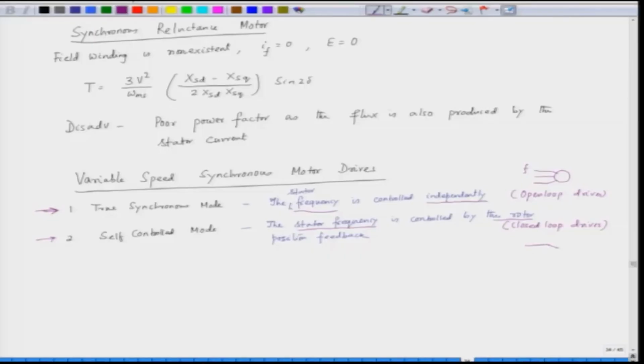Now, in case of a self controlled drive, the rotor decides the stator frequency. So, we have a motor which is a synchronous motor as before, but in this case we have a rotor position sensor here. This is the rotor speed and position sensor, which will decide the stator frequency. It means there is no question of falling out of step. Basically the motor is controlling itself, and hence it is called a self controlled mode.